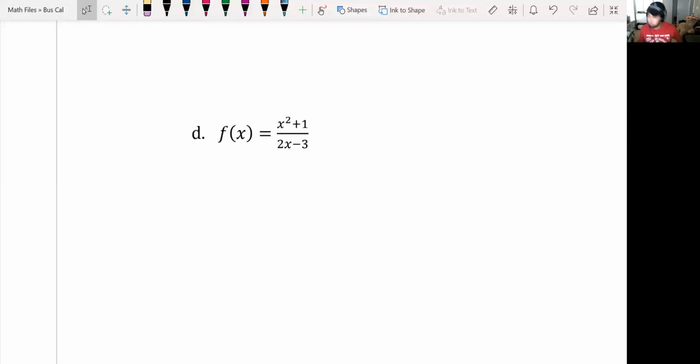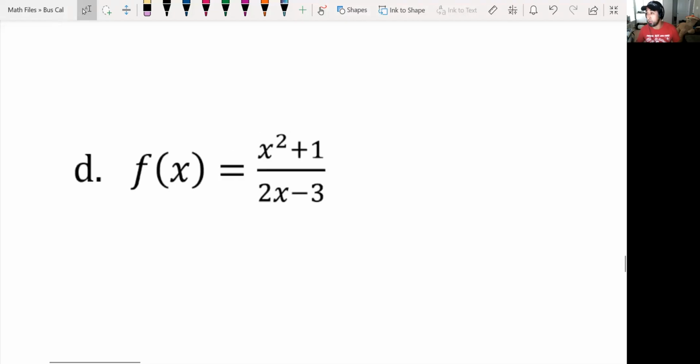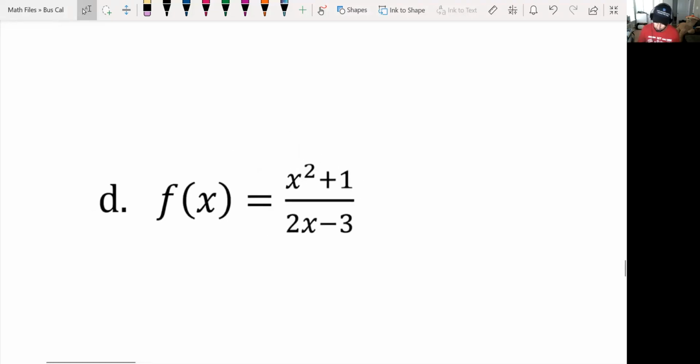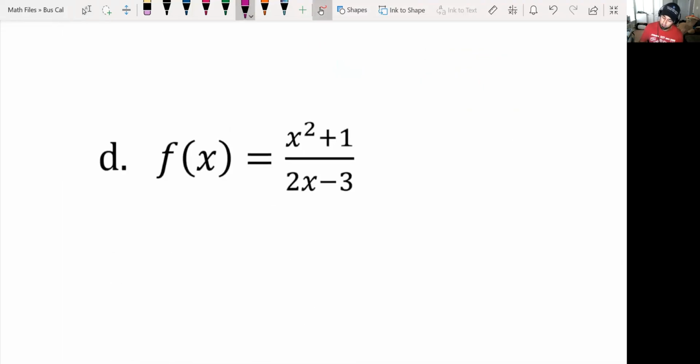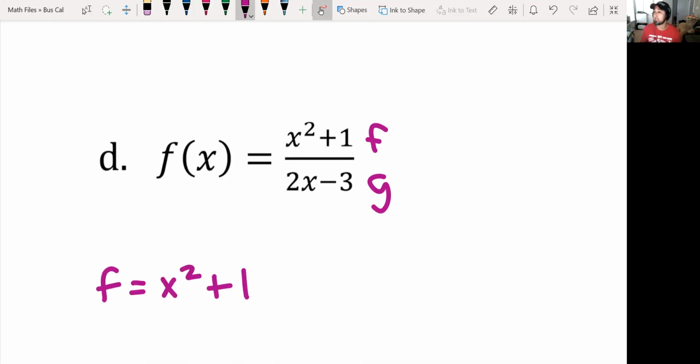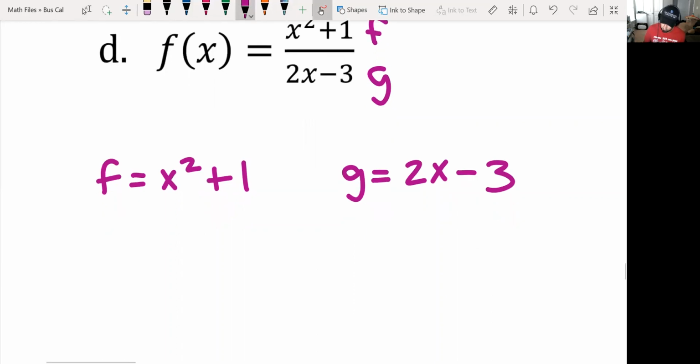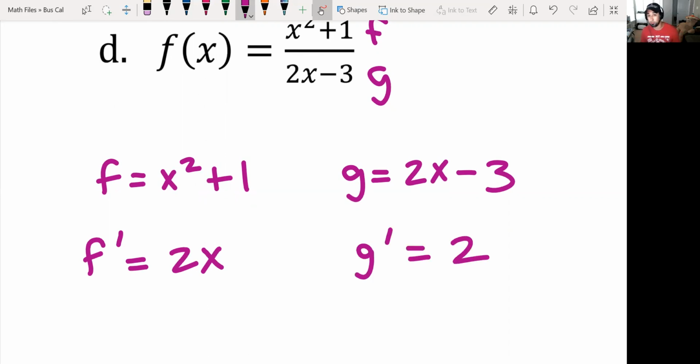All right, label f and g again. So numerator, denominator. Color, where are we on? There's green, purple. There's f, there's g. f is x squared plus 1. g is 2x minus 3. f prime is 2x. g prime is just 2.